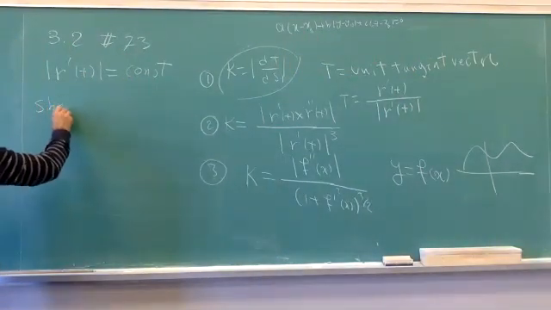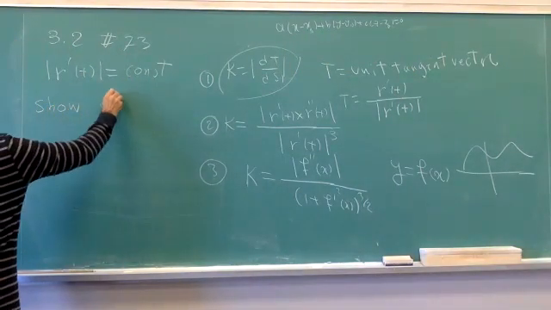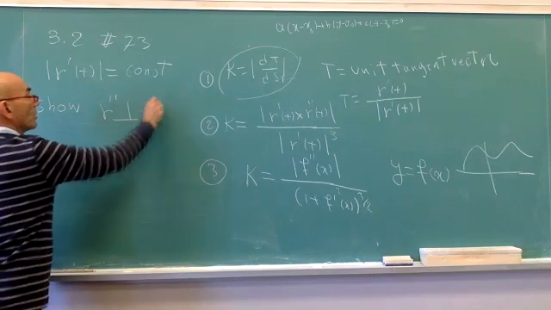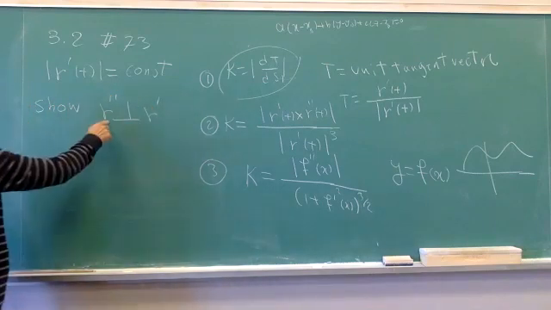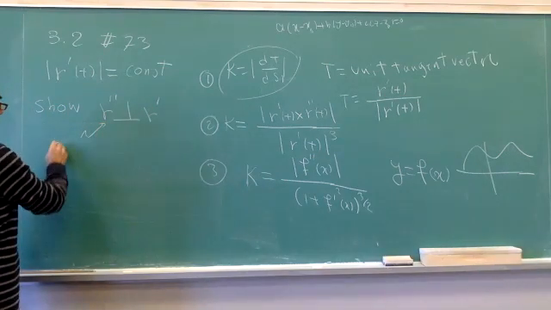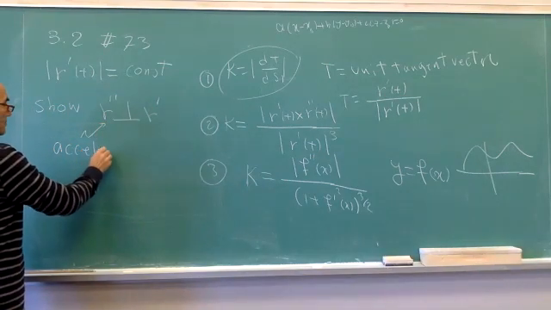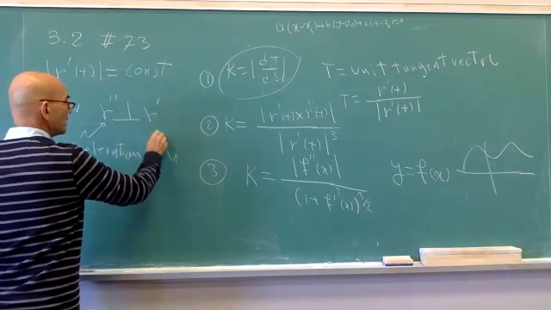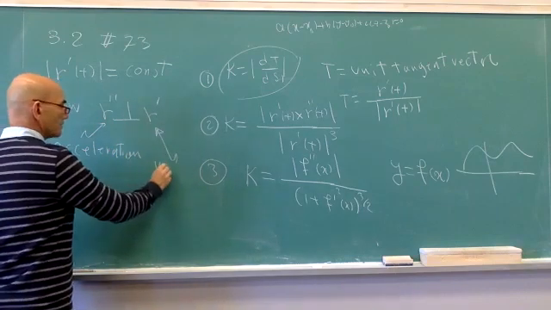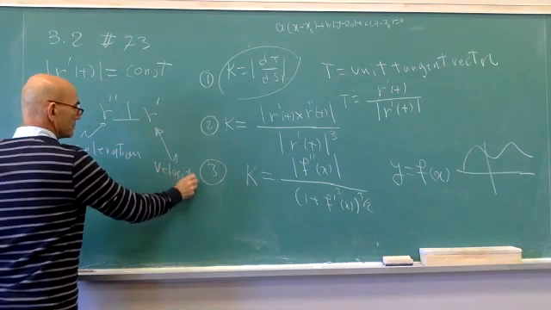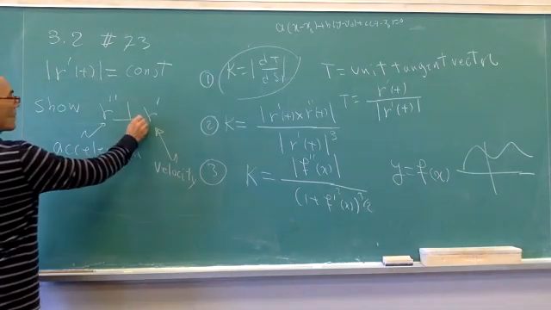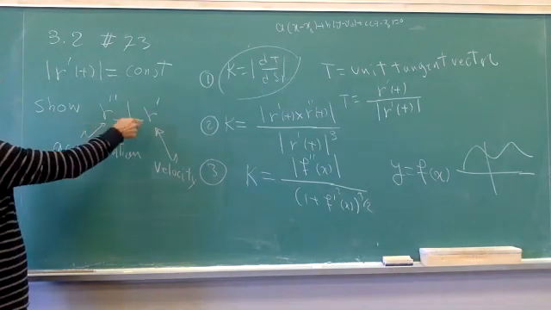Show r double prime, which is the acceleration vector, is orthogonal to r prime, which is the velocity vector. So we are supposed to show this.